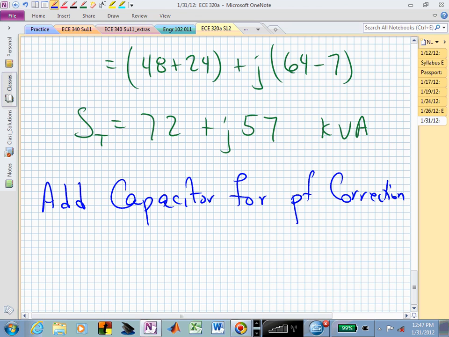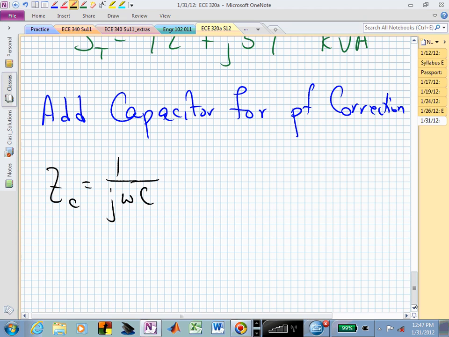To give us the power factor correction, that's our formula for impedance of a capacitor. Now we have to be told or know what the frequency was. In this case, it was 60 hertz. That was given. We multiply that by 2 pi, a little more than 6, and we end up with what we conveniently call 377, and that's times C.